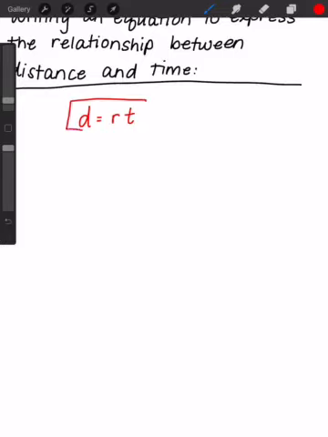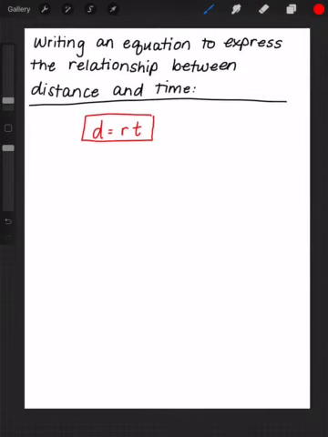This is going to be your equation as we continue with the distance and time relationship, okay? And that R is our rate.